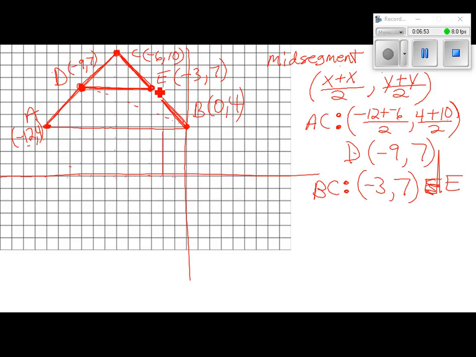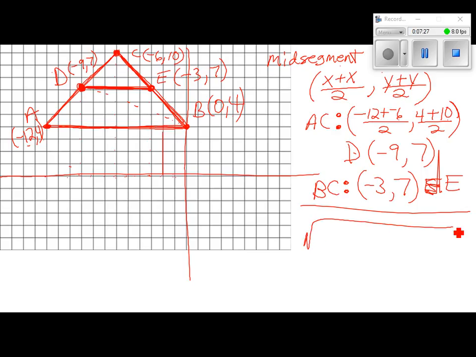So that's a mid-segment. Now with a mid-segment, there's a mid-segment theorem. If we look at segment DE and segment AB, you can probably tell that those two segments are parallel to each other. That's one of the things the theorem tells us. The other thing it tells us is something about their lengths.